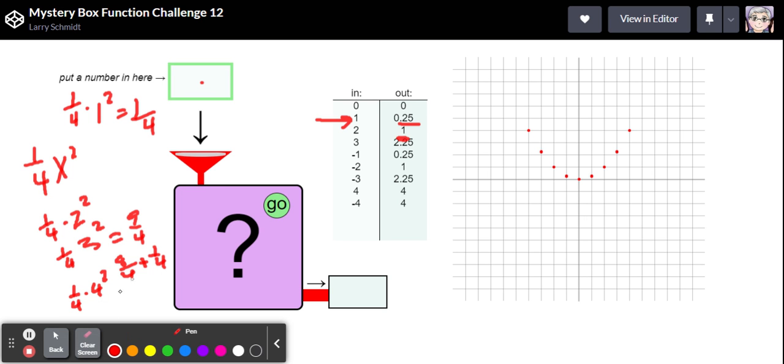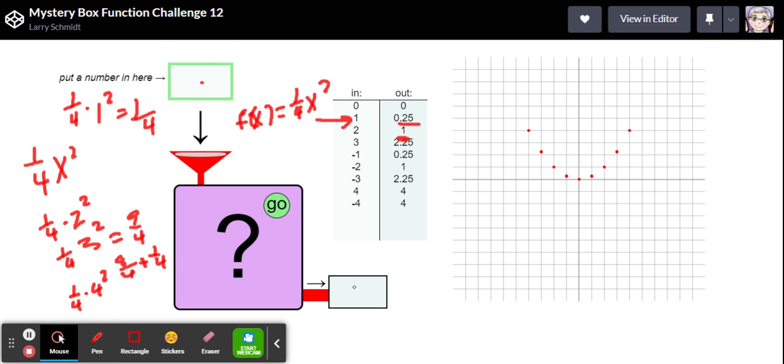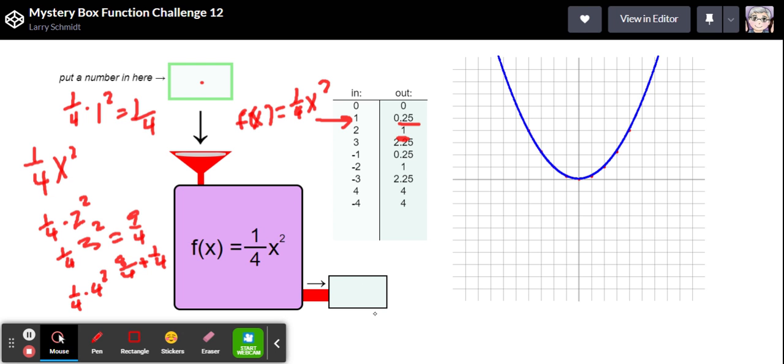All right, so I'm pretty confident now that we have our function. It is f of x is 1/4 x squared. So let's go ahead and reveal and see if we were right. And there it is, 1/4 x squared. And let's graph that as well. And there's that beautiful wide parabola shape of 1/4 x squared.